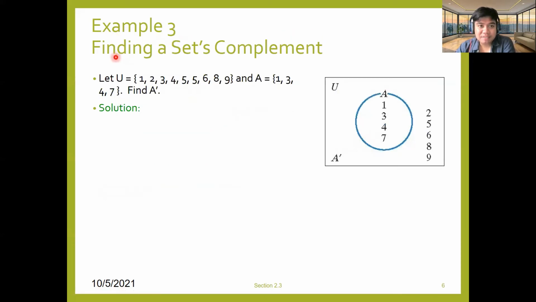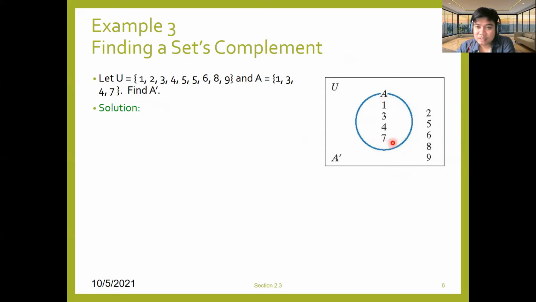Okay, example number 2, finding the sets complement. So, let the universal set equal to 1, 2, 3, 4, 5, 5, 6, 8, and 9. Okay, I think there is a typographical error here. So, the universal set is 1, 2, 3, 4, 5, 6, 7, 8, 9. And set A is 1, 3, 4, and 7. So, please refer on the figure dito sa Venn diagram. So, find the complement of A.